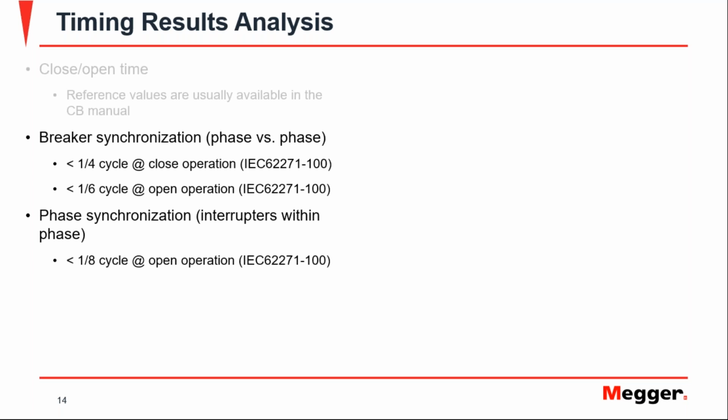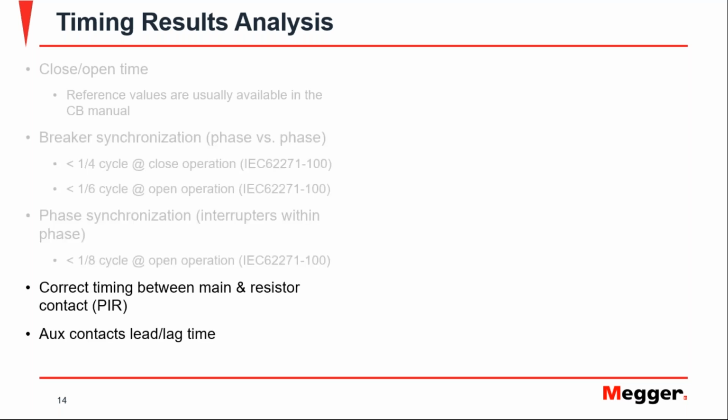IEC provides some criteria to evaluate the difference between the poles, or between phases and between the poles, when you have more than one break per phase in the breaker. And you would also like to compare, if there's a pre-insertion resistor in the breaker, you want to know if the pre-insertion resistor is operating correctly in the times that it is supposed to be working.